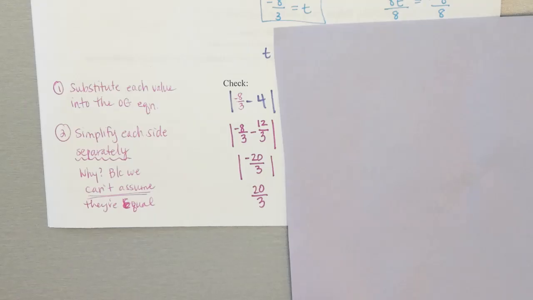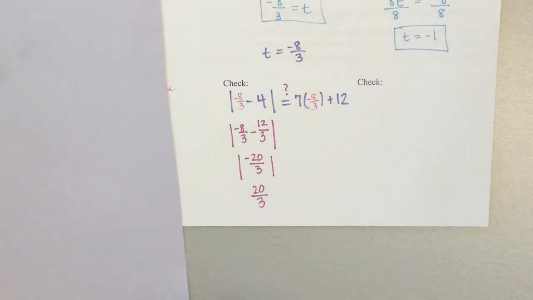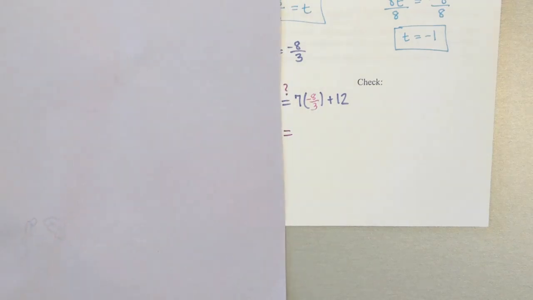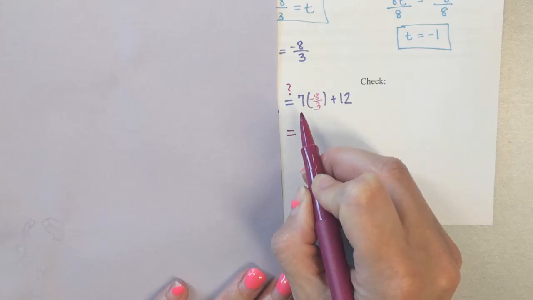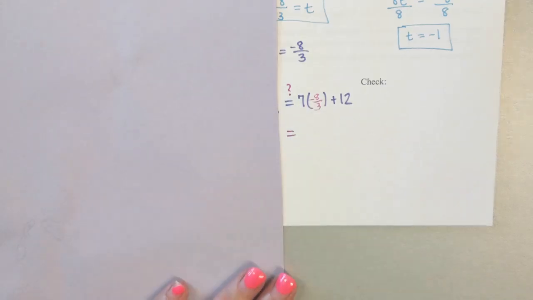Okay, so now we're going to simplify the other side, and we're going to see if we can get those to be equal. Okay, so I just covered this side up. When you are multiplying a whole number by a fraction, do you multiply the whole number by the top, by the bottom, or by both? You confident? Multiply by the top, yeah?